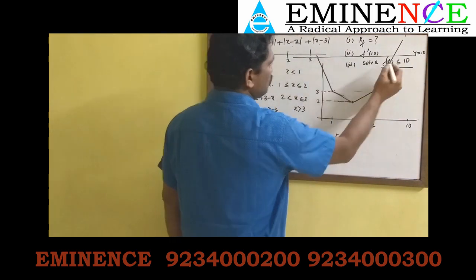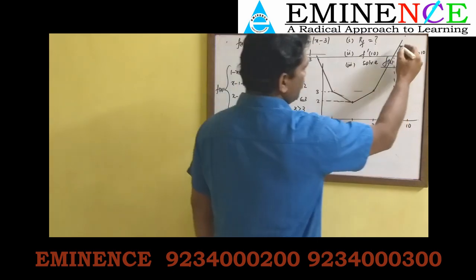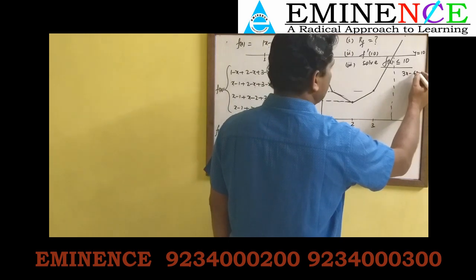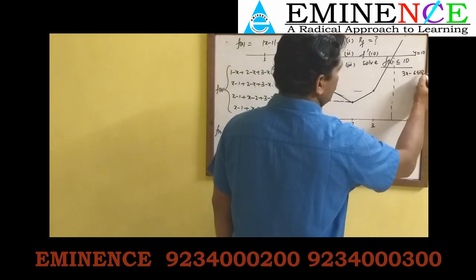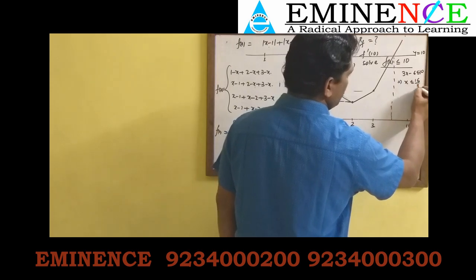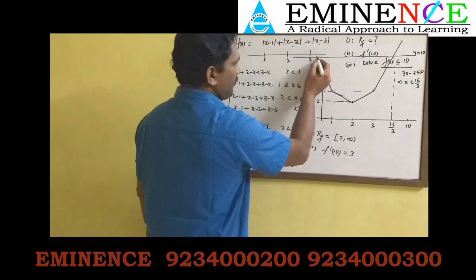Now, let us solve when it is going to give you 10. So this line represents 3x minus 6, that is less than or equal to 10. This means x is less than or equal to 16 by 3. So this value is 16 by 3.